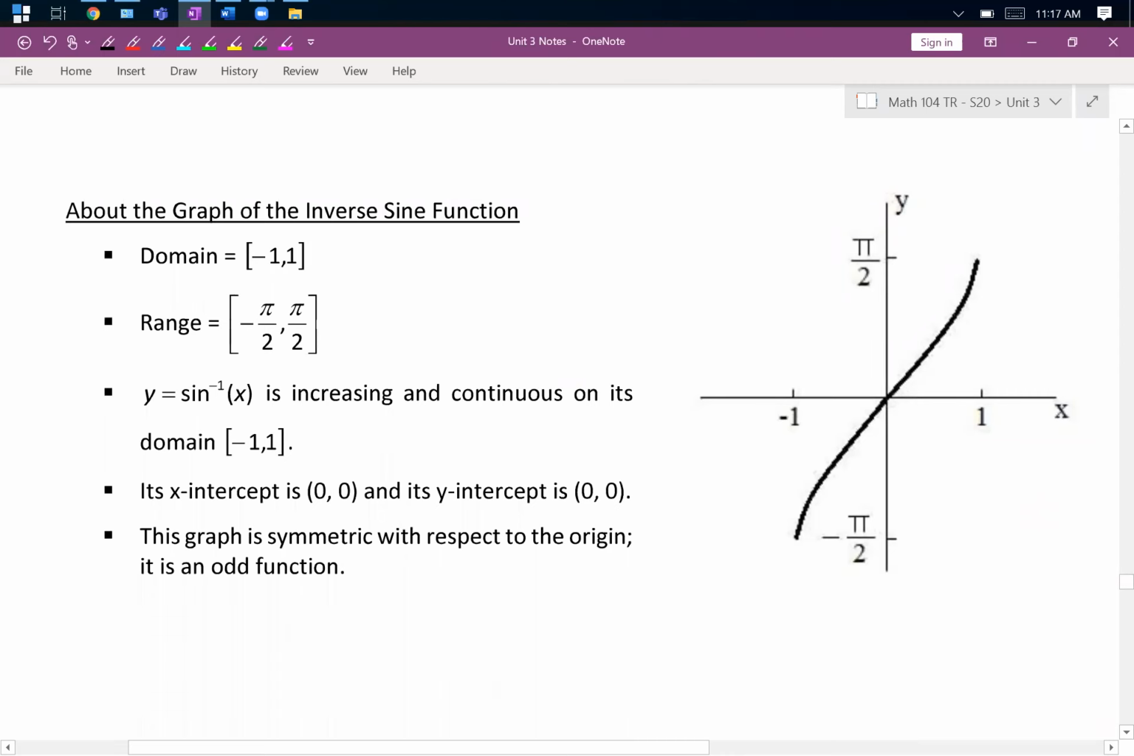The domain is from -1 to 1. The range is -π/2 to π/2. Sine inverse is increasing and continuous on its domain. Its x-intercept is (0, 0), as well as its y-intercept being the origin. And this graph is symmetric with respect to the origin, which makes it an odd function.